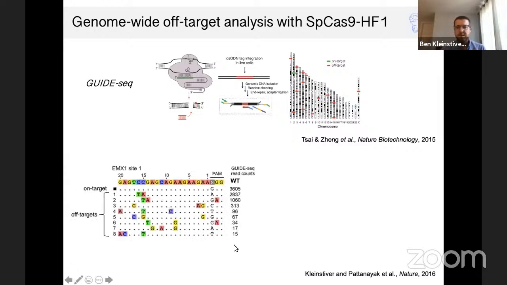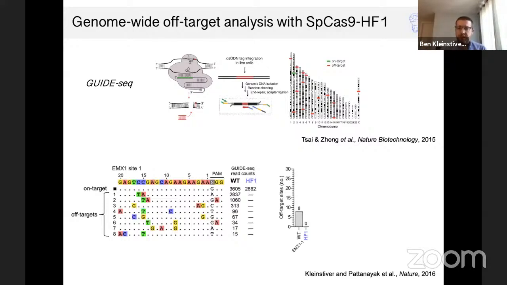So with the wild-type protein, what we found is that you could very efficiently observe on-target editing, so high levels of tag integration into the on-target site, so several thousand times in this population of cells. But also we're able to observe off-target editing at many sites, sometimes as efficiently as the on-target site when we use the wild-type protein.